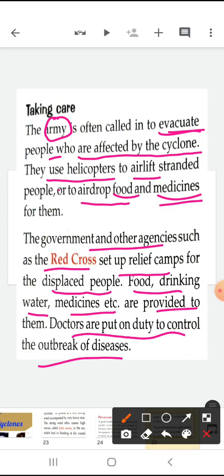First of all, they call the army for the people who are affected by cyclone. The army uses helicopters to airlift the people or airdrop food and medicines. The government and other agencies such as the Red Cross set up relief camps for displaced people. Food, medicines, drinking water, etc. are provided to them, and doctors are put on duty to control the outbreak of diseases.